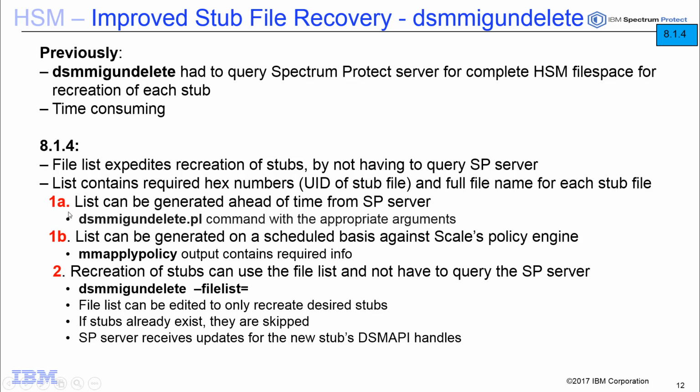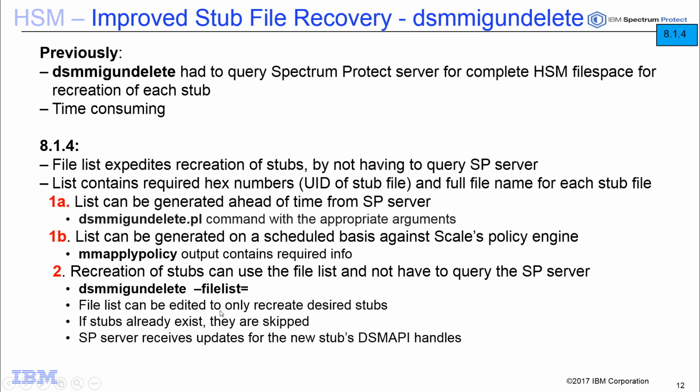And you can create it two ways. The first way is by issuing the dsmmigundelete.pl command against the Spectrum Protect server. Or another way would be to run the apply policy command against the Spectrum Scale policy engines and extract the list of files from there. Once you have this file, you can then run dsmmigundelete -filelist= and point to that file.